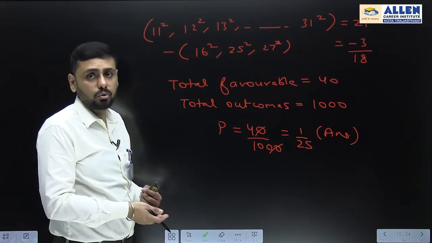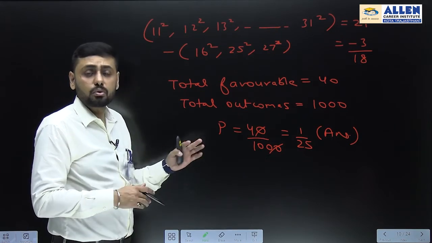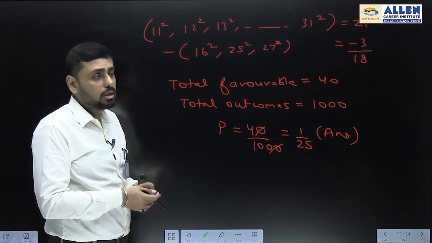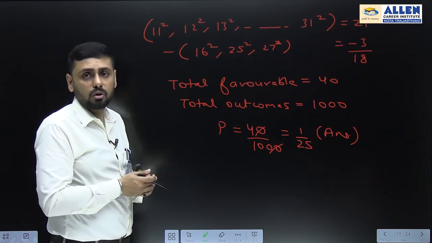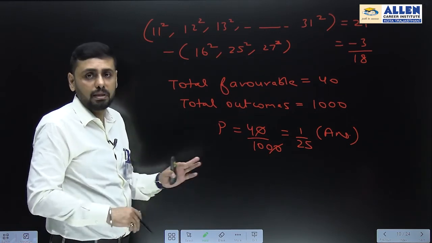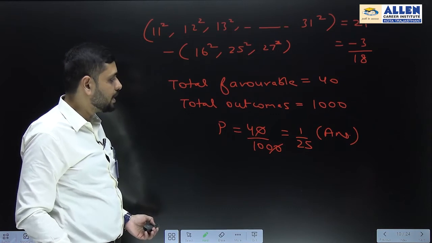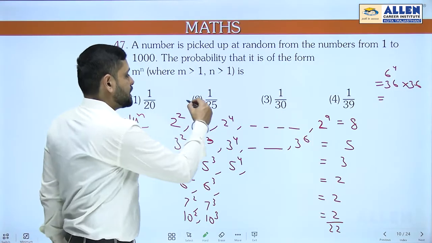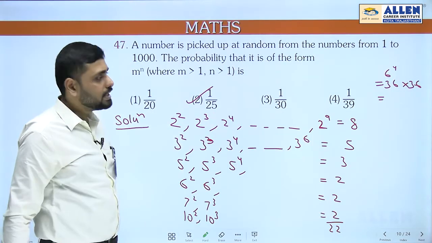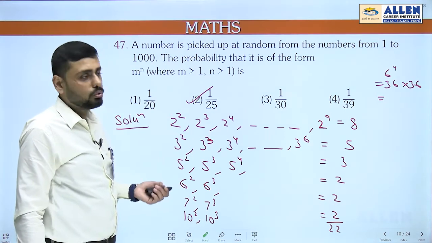You can consider it as a good question, because this question is a little bit tricky. You need to think out of the box to understand the question and to simplify it, right? So the answer will be 1 by 25. So the second option will be your answer. In this way we can solve this question. Now we'll move on to the next question.